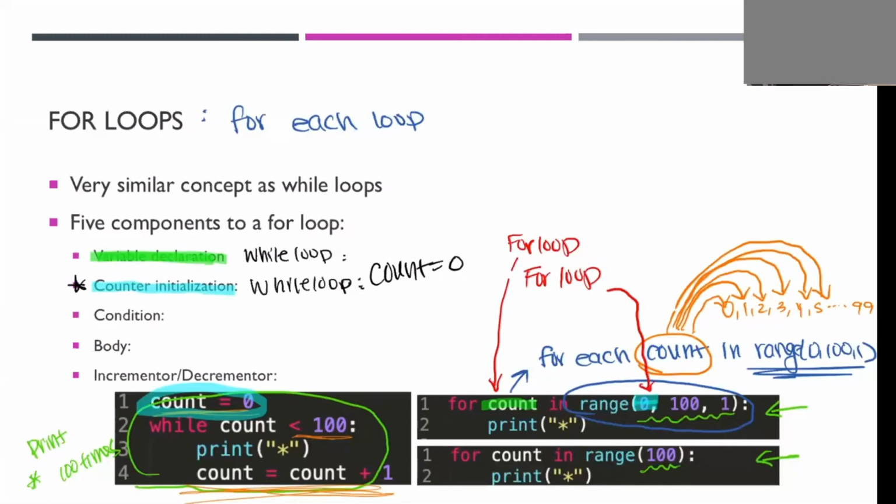Then we have a condition, which is count is less than 100. This is our condition right here, count is less than 100 for the while loop. However, for the for loop, we don't really have a condition. We just know up to what number we need to go to. And that is why we have just this number right here, that 100.